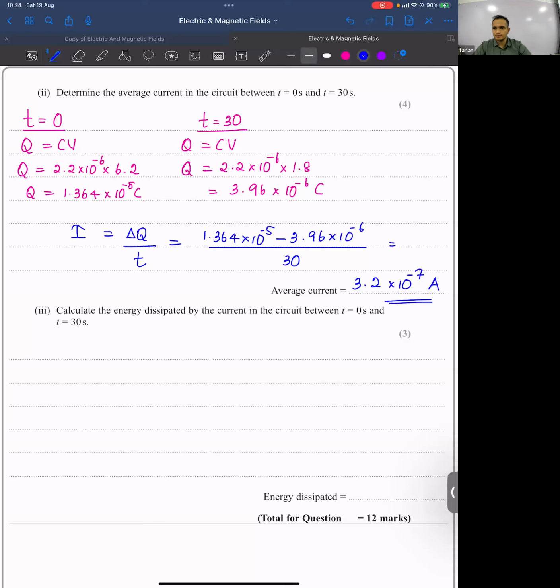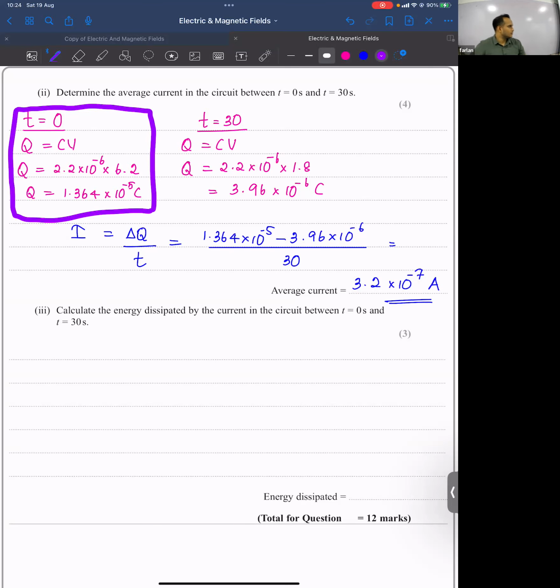Okay. Right. Guys, I'm getting 3.2 into 10 to the power minus 7. Anyone who got this answer? Good. Let me explain what I have done, just like what I told you at the very beginning. I used the graph, and using Q equals CV, I found the initial charge stored in the capacitor.